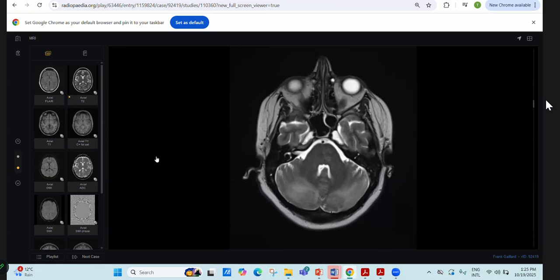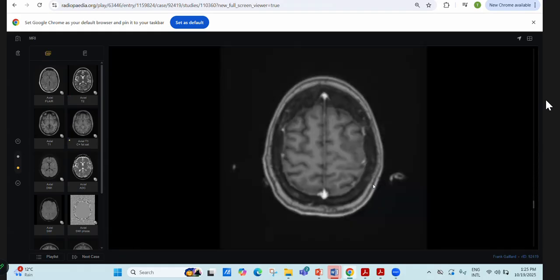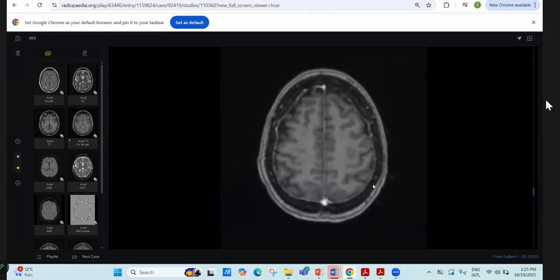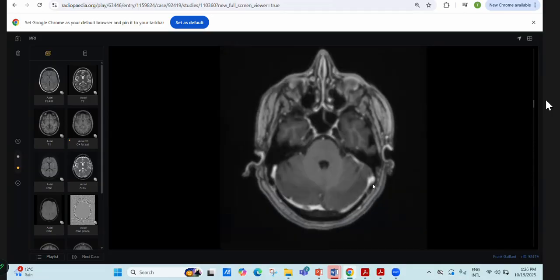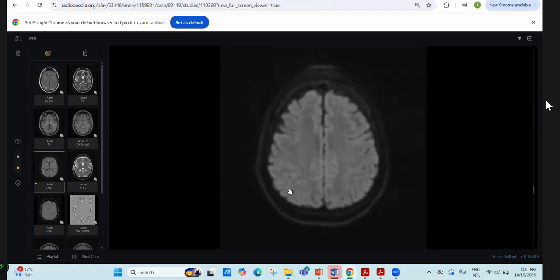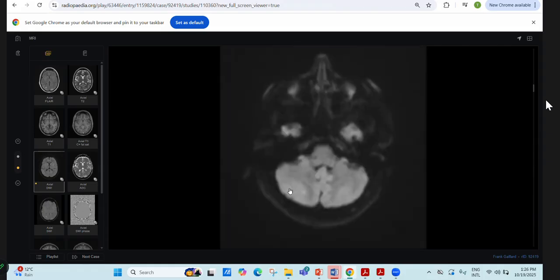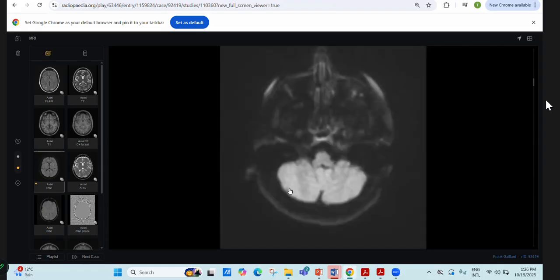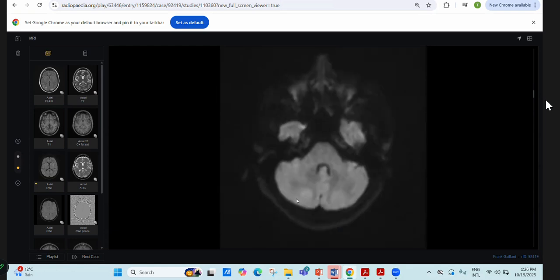Yes, please. And how will you further take this patient? On contrast enhanced, there is no obvious enhancement. On DWI, can I see the DWI? Yes, please. There is no restriction, maybe subtle restriction areas, but as of now no restriction.